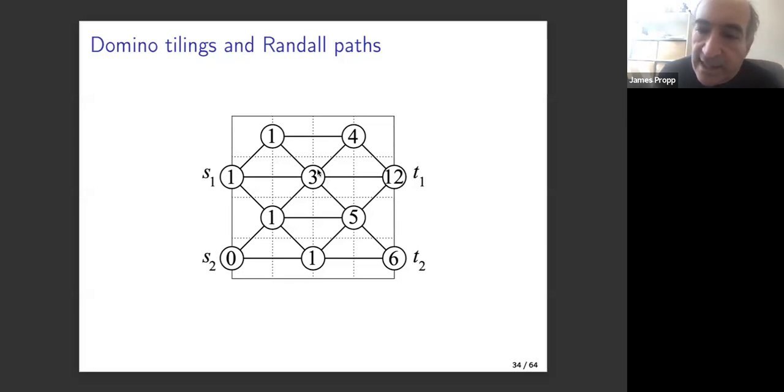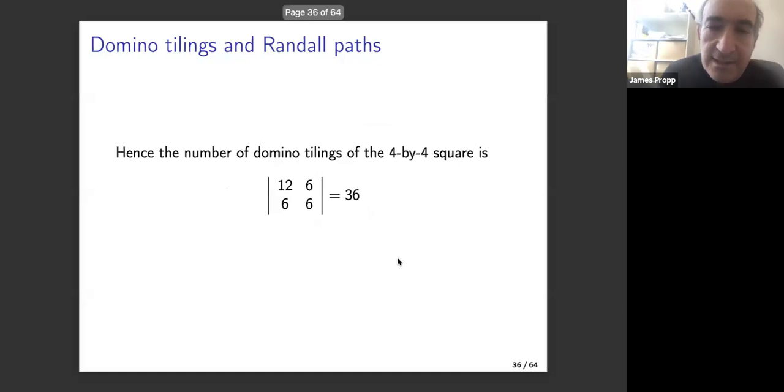or from here. It's like a Pascal's triangle recurrence where you just add a bunch of numbers to get the new numbers. And finally, at the right, you get 4 plus 3 plus 5 equals 12. And 6 equals 5 plus 1. So those count the paths from S1 to T1, that's 12, and S1 to T2, that's 6. And we can also count paths from S2 to T1, that's 6, and S2 to T2, that's 6. So taking the 2 by 2 matrix determinant, we get 36. So we are using linear algebra to count those tilings.